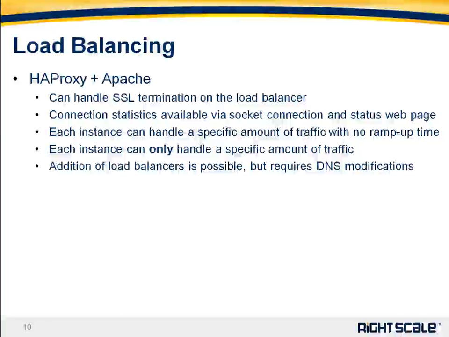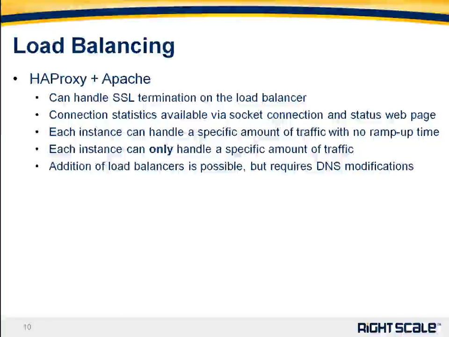Basically, it can go from 0 to max instantaneously without worrying about dropping any connections. Now, the downside of that is each instance can only handle that specific amount of traffic. So if you're going to be spilling over what a single or double HA Proxy solution can handle, you need to add additional load balancers.